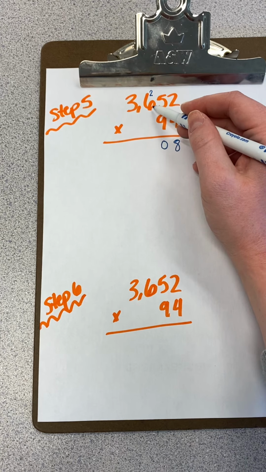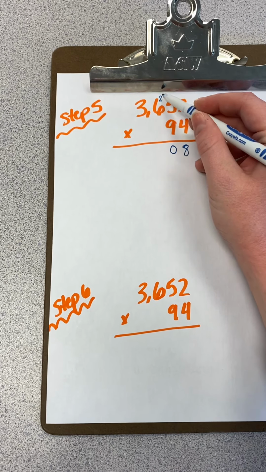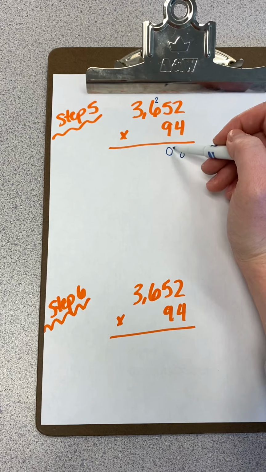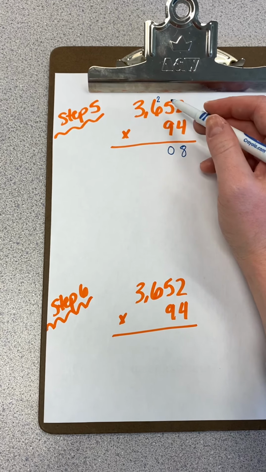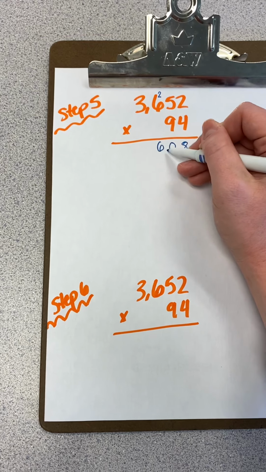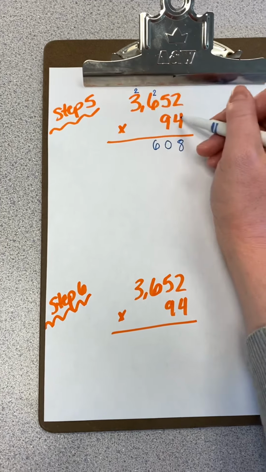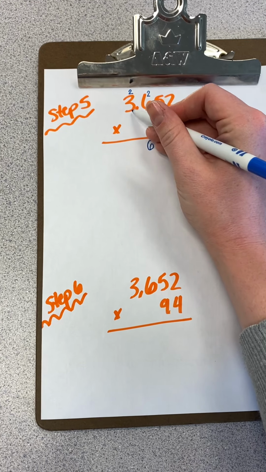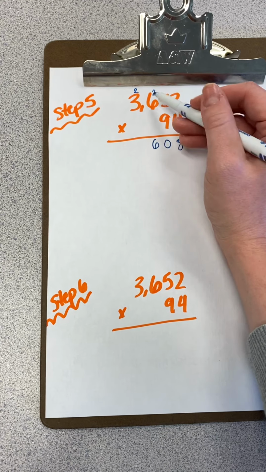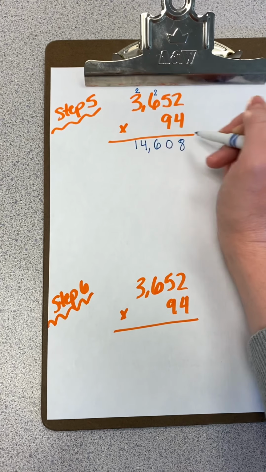4 times 6 hundreds is 24 hundreds, and I have these 2 additional hundreds that I already regrouped, and so 24 and 2 more is 26, so I'll have 26 hundreds. I'll leave my 6 here and regroup the other 20 to become 2,000s. 4 times 3,000 is 12,000s, and 2 more is 14,000s. Go ahead and write that there.